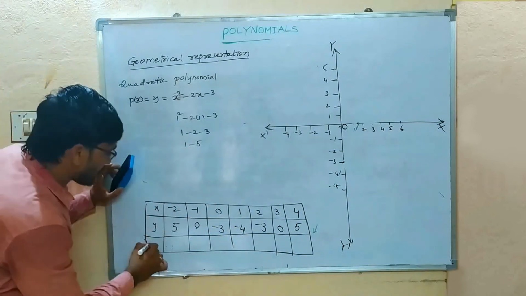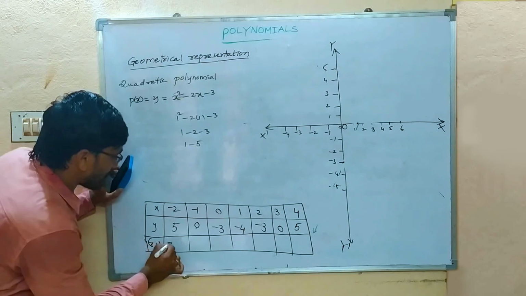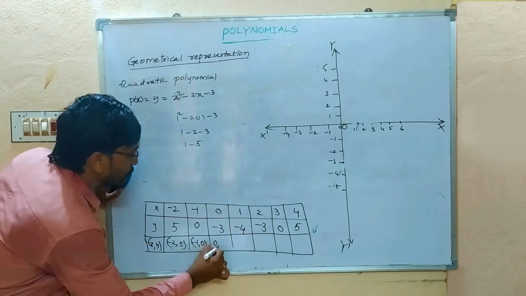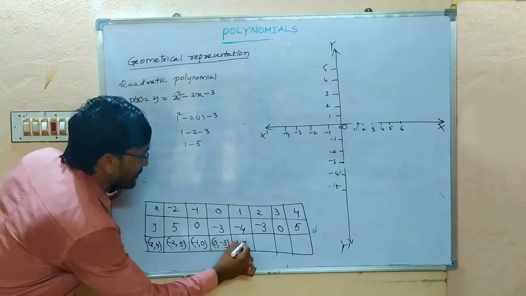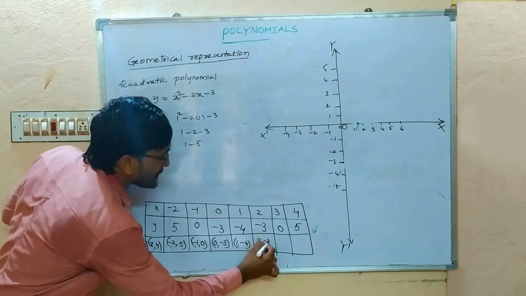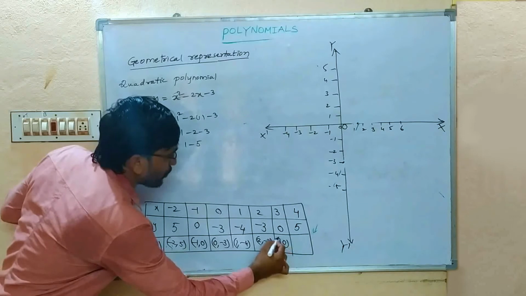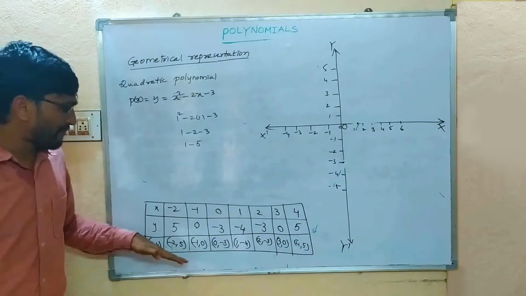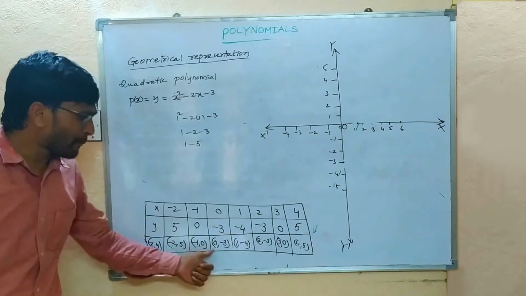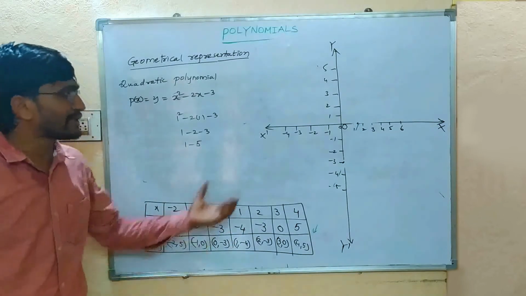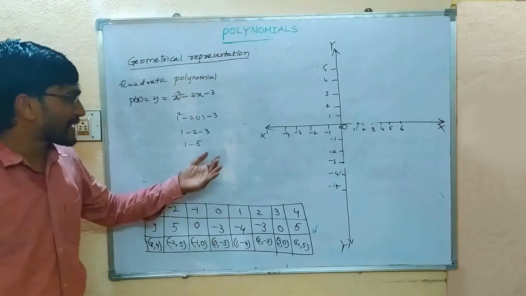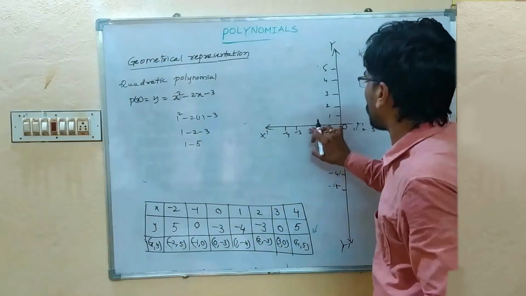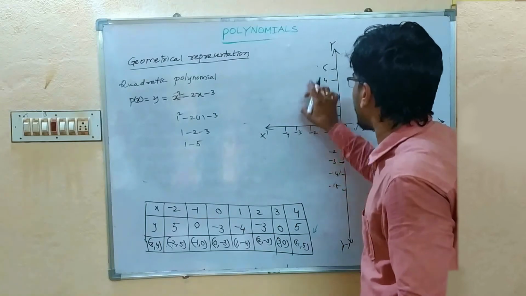So the points are minus 2 comma 5, minus 1 comma 0, 0 comma minus 3, 1 comma minus 4, 2 comma minus 3, 3 comma 0, 4 comma 5. These are the points. We have to plot these points on the graph paper. Then we can get one shape. The first point is minus 2 comma 5.